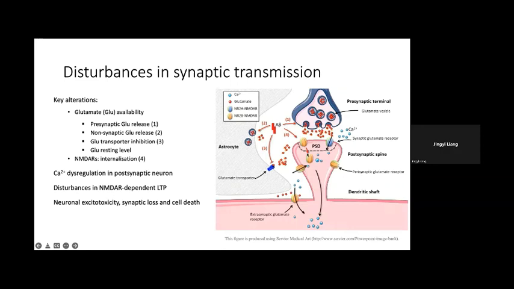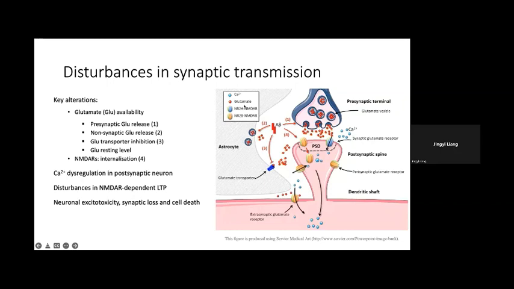Amyloid oligomers also interact with multiple key proteins in glutamate transmission pathways. Here are disturbances by the amyloid beta in AD, referring to the arrow labels over there. One is that amyloid beta inhibits glutamate clearance by the transporters. 2 and 3 are the non-synaptic glutamate release. And 4 is the internalization of the surface receptors at the synaptic site.